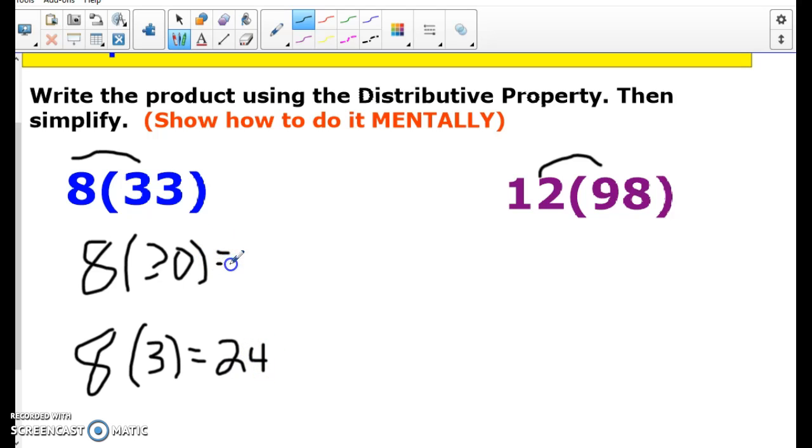So a lot simpler math that we can do probably in our heads. And then I need to add them up. 240 plus 24 is going to give me 264. Okay, so I think that's a lot simpler than doing just 8 times 33. I didn't change anything. I still did 8 times 30 and 8 times 3. 30 plus 3 is 33. It's the same thing.